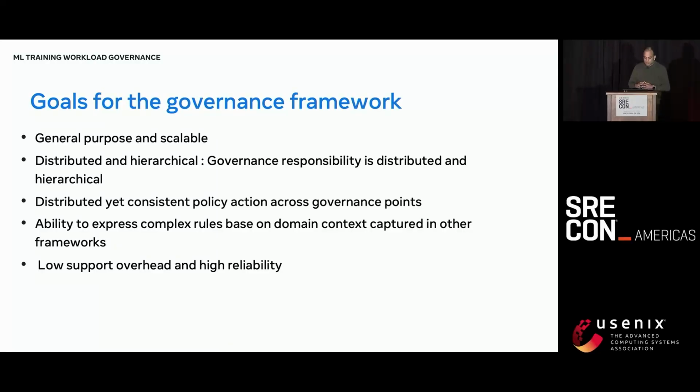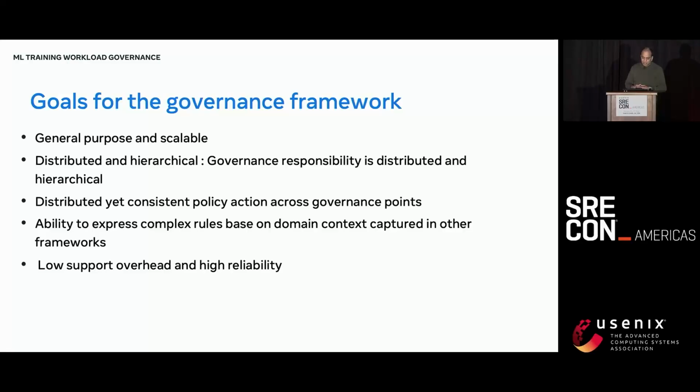Another dimension of being distributed is the ML training stack itself. For training jobs, there are multiple ways to launch jobs, and they go through multiple components, and there may be multiple governance points. And this is not only true for training jobs. For any governance, you may have multiple governance points. And you want to have the capability to apply the same set of consistent rules. They may not be exactly the same, but they need to be very consistent across these governance points.